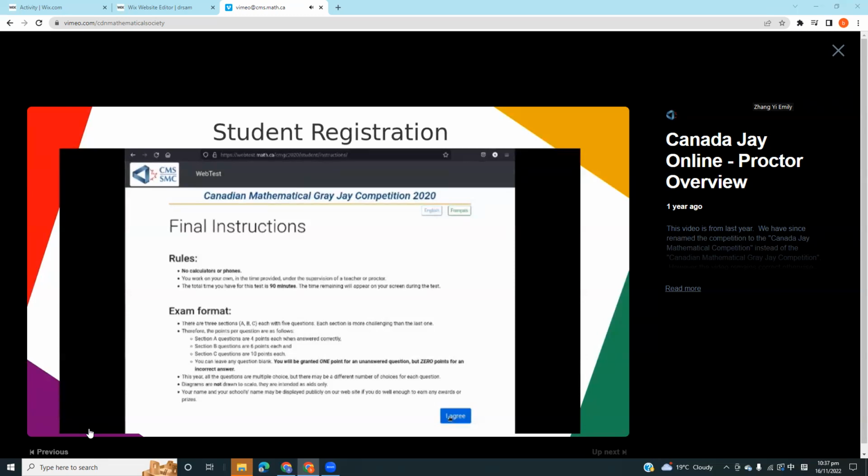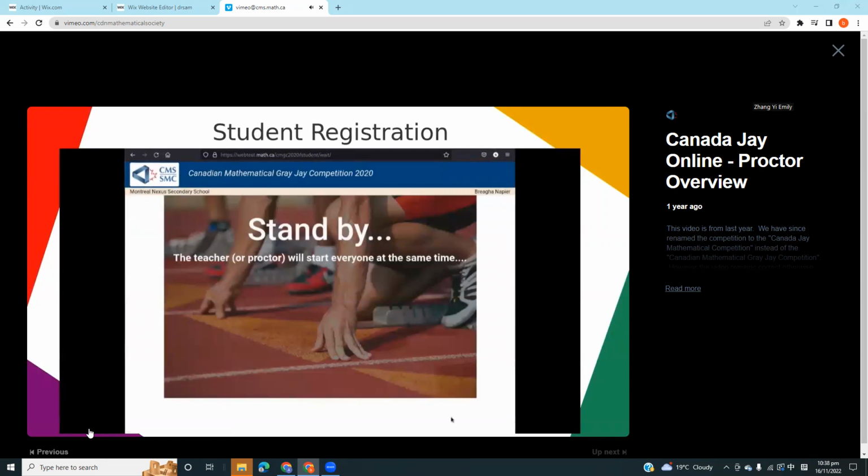This page also describes the structure of the Grade J competition. Of particular note here, unanswered multiple choice questions earn a single point each, but incorrectly answered questions get 0 points, so the students should usually avoid guessing on these. After students agree to the rules, they'll see a standby screen that makes them wait for you to start the competition.